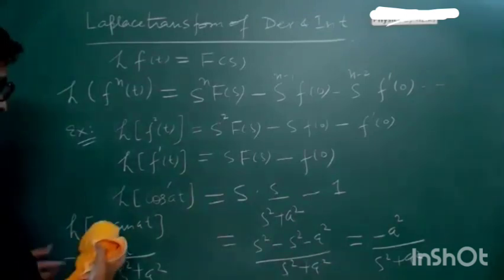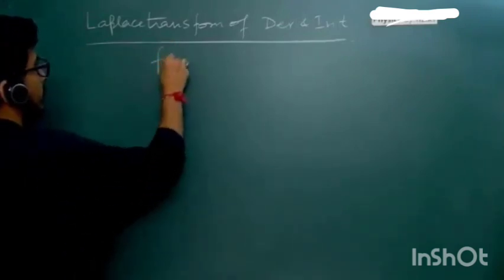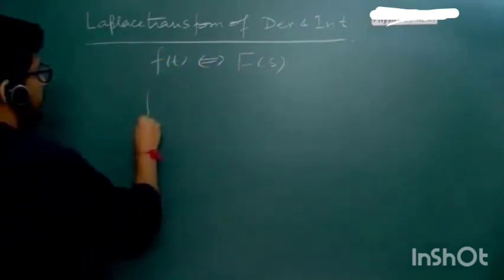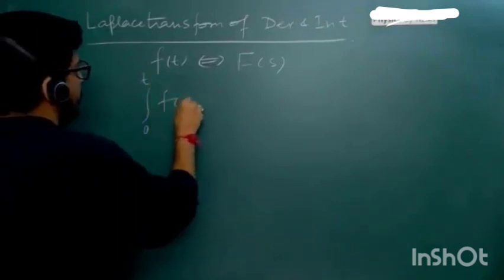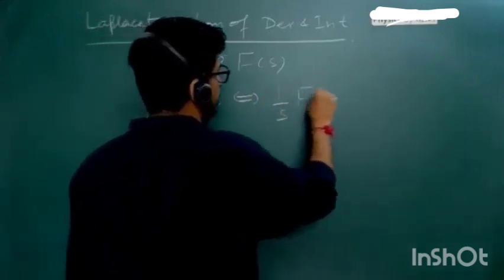So this was about derivatives and about integrals. The derivative is clear. Now the integral property. Suppose we know that the Laplace of f(t) is F(s). This we already know. So now the question is, what is the Laplace of the integral from 0 to t of f(t) dt? And the answer is 1 over s times F(s).